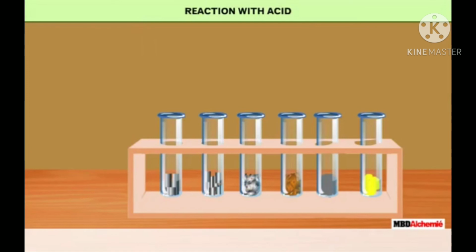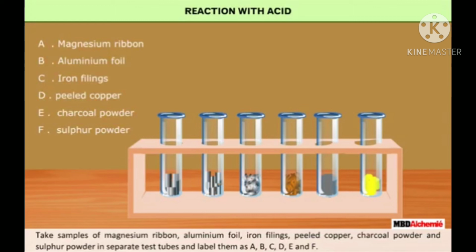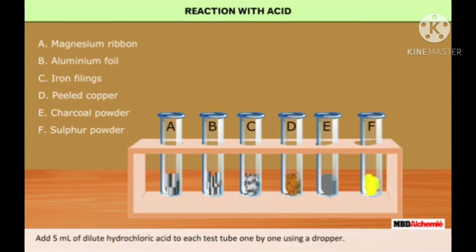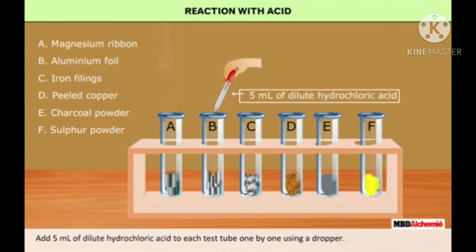Reaction with acids. Let us do an activity to demonstrate the reactivity of metals and non-metals with acids. Take samples of magnesium ribbon, aluminium foil, iron filings, peeled copper, charcoal powder, and sulfur powder in separate test tubes and label them as A, B, C, D, E and F. Add 5 ml of dilute hydrochloric acid to each test tube one by one using a dropper.